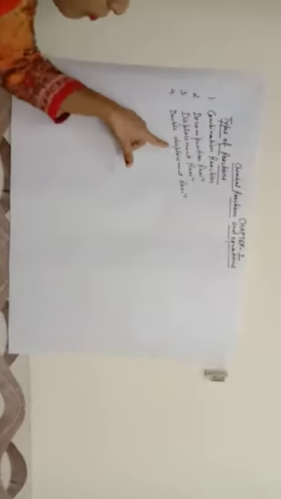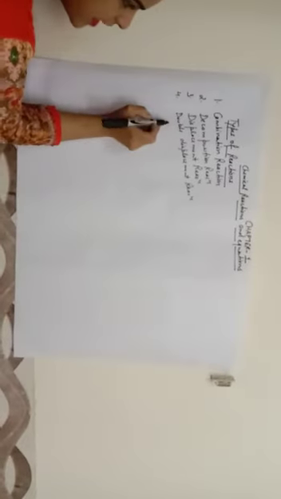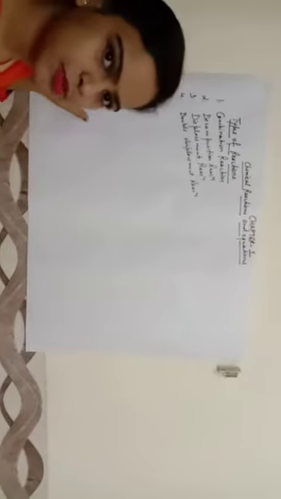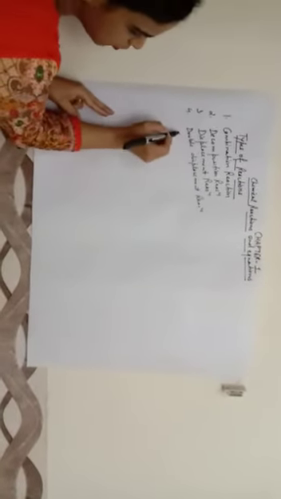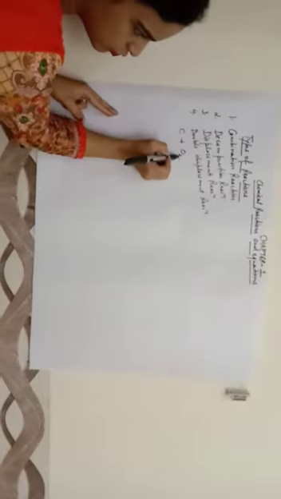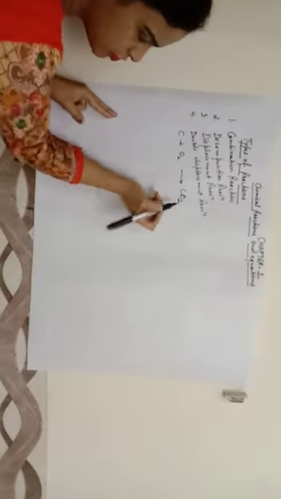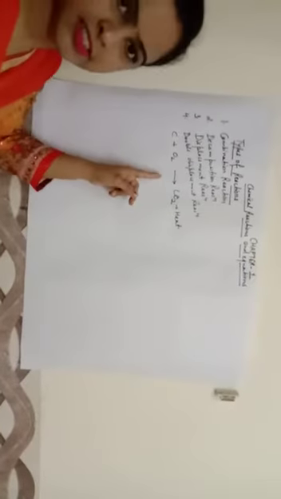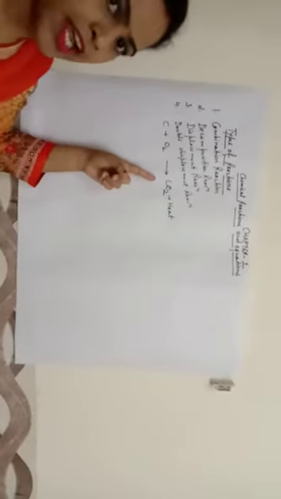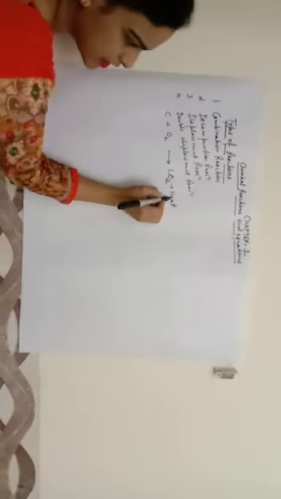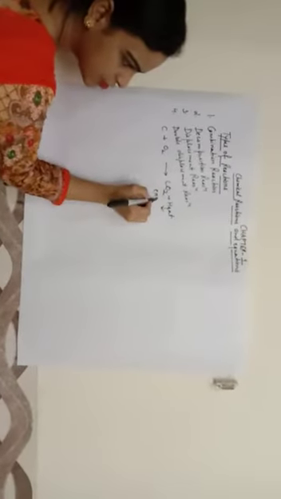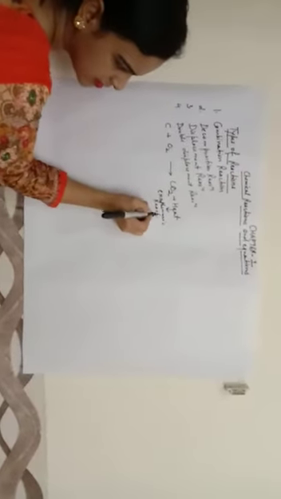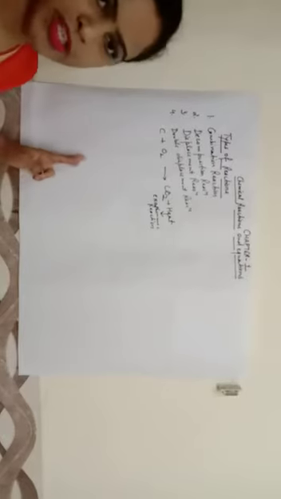Now, in combination reaction, we have discussed that when two or more substances combine to form a single substance, that is called a combination reaction. Suppose C plus O2 combine to form CO2 with the evolution of heat. In combination reactions, the heat is evolved, and the reactions in which heat is evolved are called exothermic reactions.